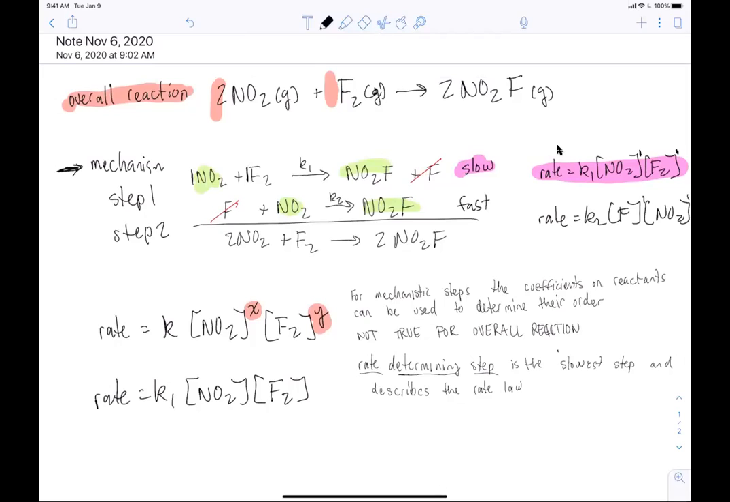So, things you don't have to do. You'll never have to write out an actual mechanism by looking at the overall reaction. They'll never say, here's the overall reaction, just write out a mechanism from looking at it. So actually having to write out these steps from your brain, we do that in organic chemistry, but we don't do that in this class. You'll also never have to guess which is the slow and fast step.